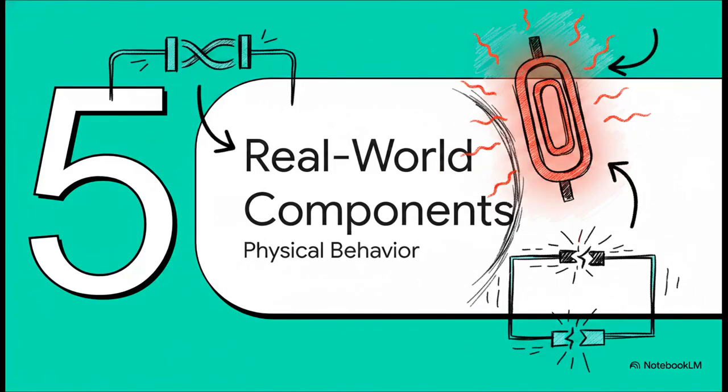Section 5. Real-world component behavior. Let's introduce a little real-world messiness to our explainer. Up until now, we've been assuming perfect conditions, but physical materials often bend our perfect mathematical rules when they heat up or when they reach their limits.